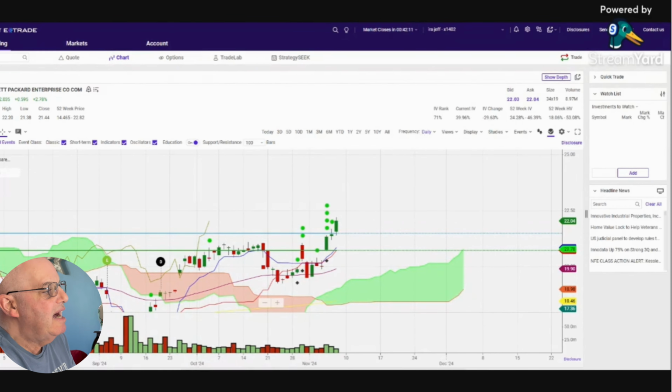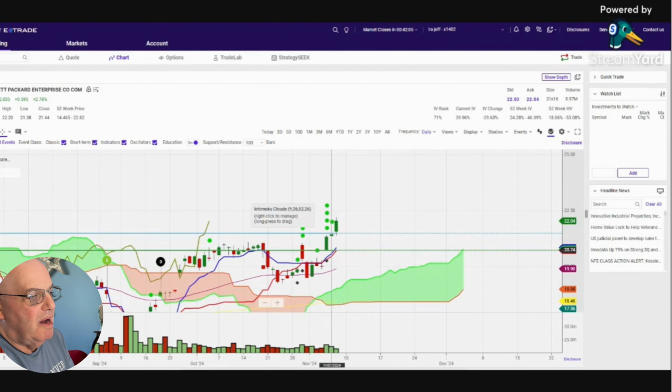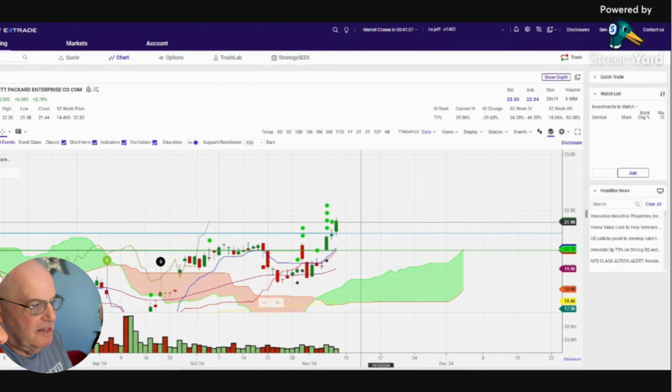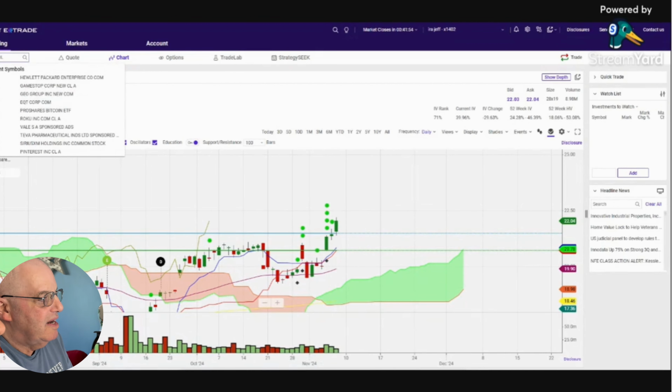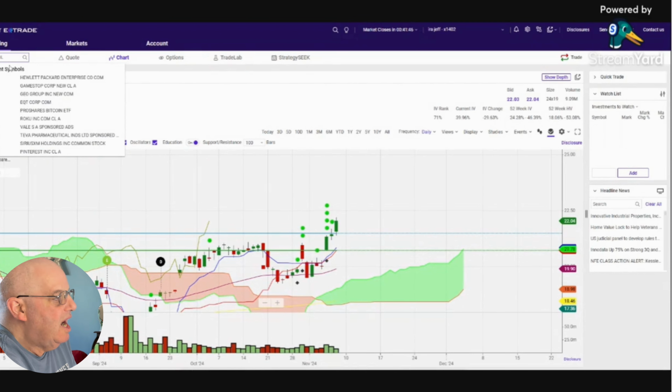So this one I would wait. I have it on my list, Hewlett-Packard. If this moves up and comes up, because it could, I want it closer to the blue and the red. So hopefully it'll either move flat and this comes to it. I want it close to the conversion and the baseline.